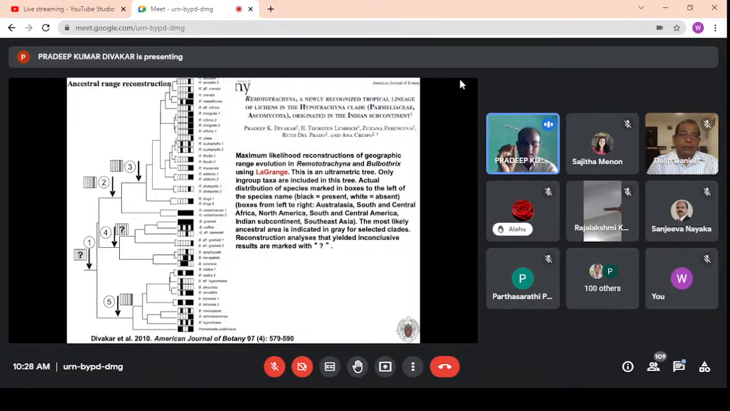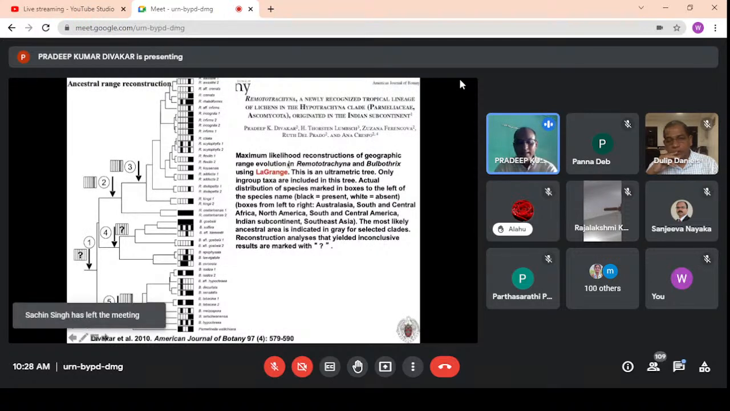The ancestral state reconstruction of the geographic data, I mean, that we call phylogeography, and the molecular phylogeny helped us. In this group, I will give you an example of the ancestral range reconstruction of the Hypotrachyna clade. For this group, we used the phylogenetic tree, and then we used a program called Lagrange.